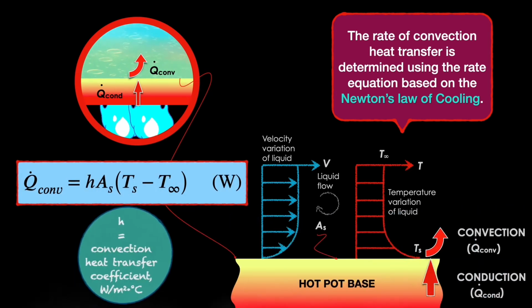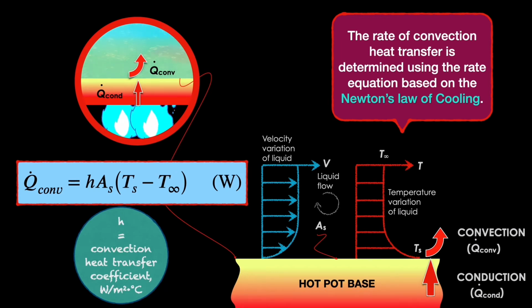h is the convection heat transfer coefficient with a unit of watt per square meter per degree Celsius. A subscript s is the surface area through which convection heat transfer takes place. T subscript s is the surface temperature, and T subscript infinity represents the temperature of the fluid sufficiently far from the surface.